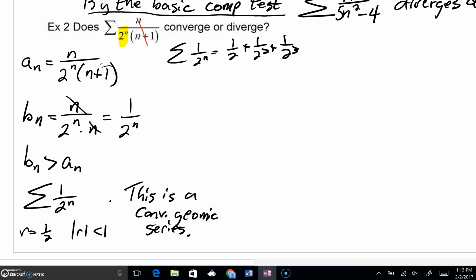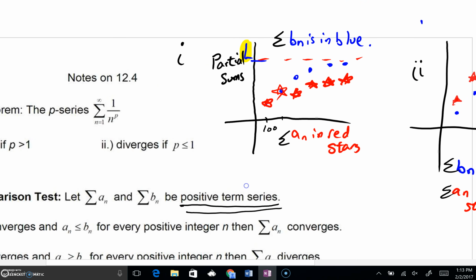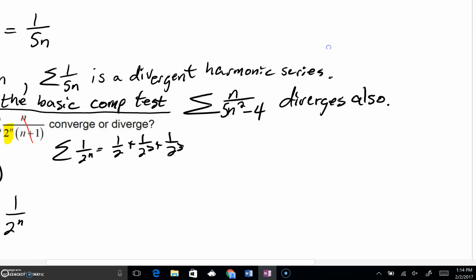Right? So we're looking at our newly created series. We know that it is a convergent geometric series. We also know that b sub n is larger than a sub n. Let me draw your attention back to the first picture. This is honestly what we're seeing right here. B sub n, which is our geometric series, converges. It's going to level out. It's going to flatten out with its partial sums. A sub n is always smaller, so it's really bound to stay below those blue dots. So we're guaranteed to get convergence for our original series as well.